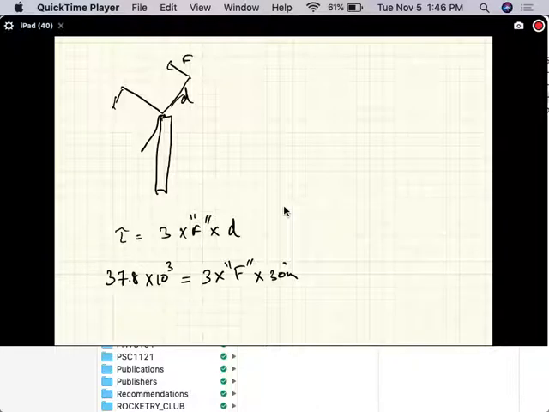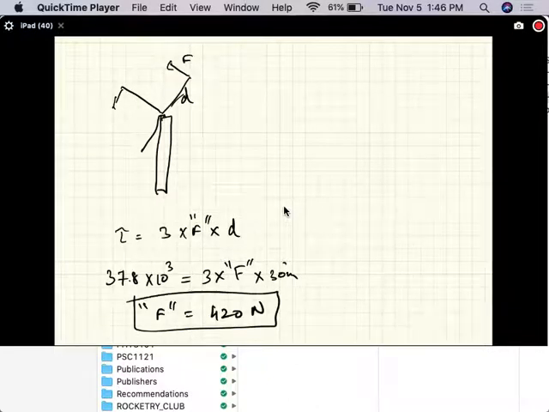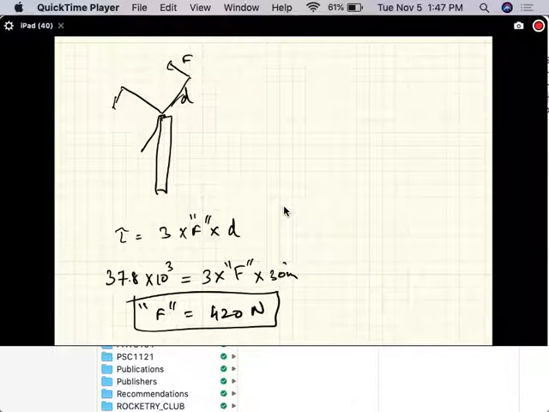So the 30 cancels with that, divided by 3. The force is 330 newtons. So it's roughly, okay, let me, the force is 420 newtons. So 420 newtons is roughly the weight of a person. So it's like a person is hanging on there and 3 people are hanging on there and they're rotating the plate. That's the kind of force that the wind is exerting on it.